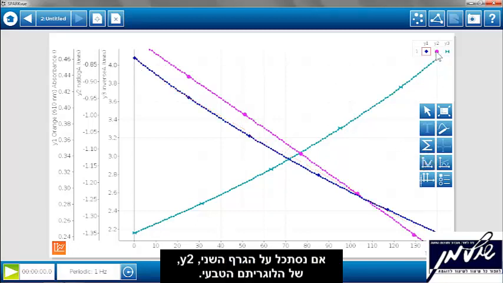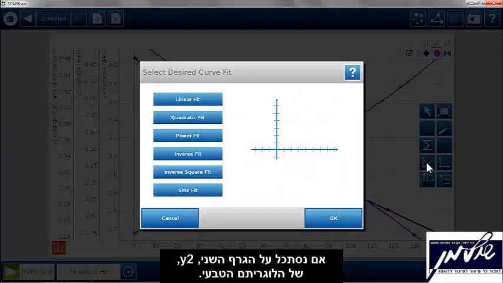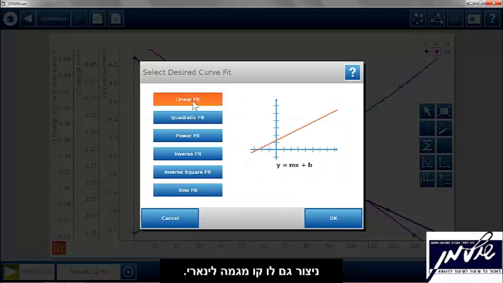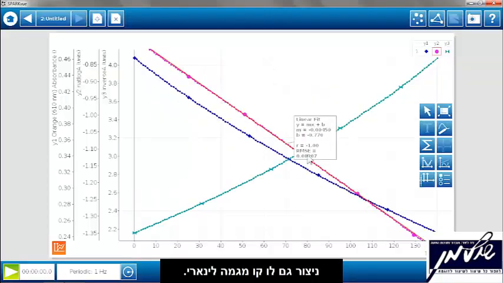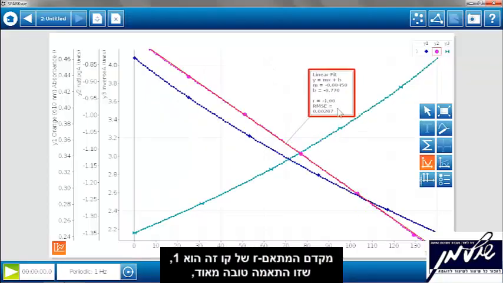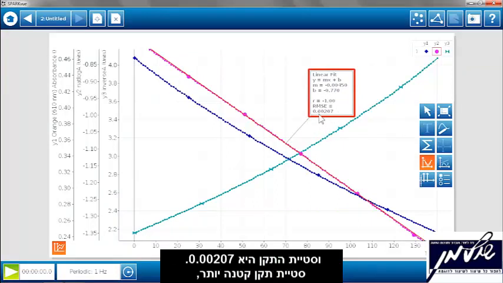Now if we look at the second, y2, that's the natural log. Can do a linear fit on that one. The R on this one is 1, so very good data. And the root mean square error is 0.00207, so a smaller squared error, closer to 1 or 1 for R, indicating a very, very good fit.